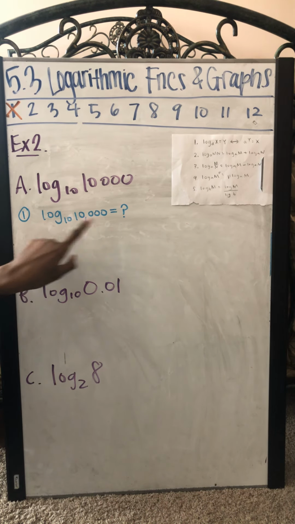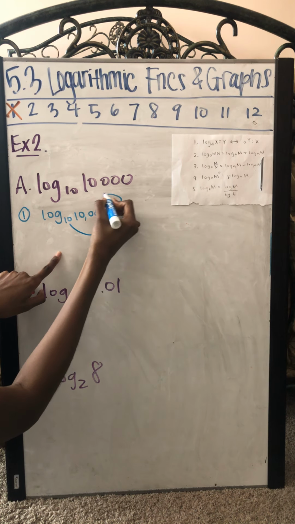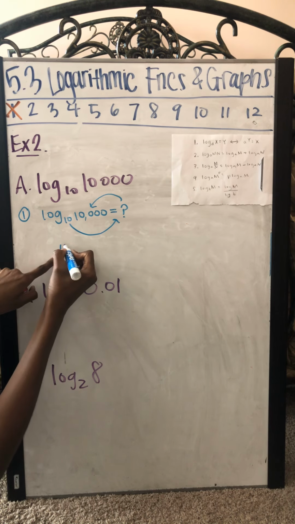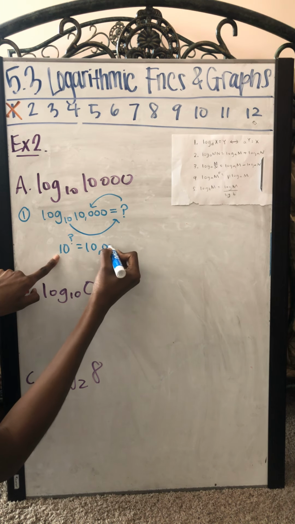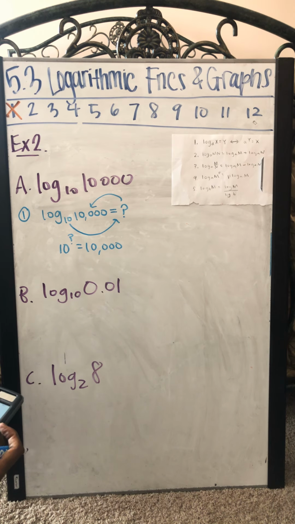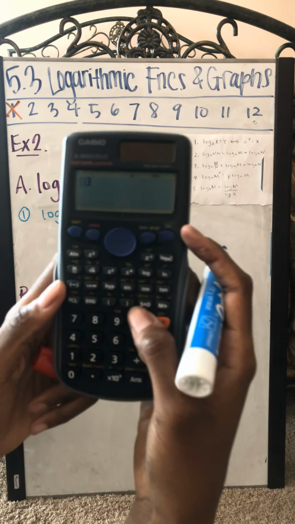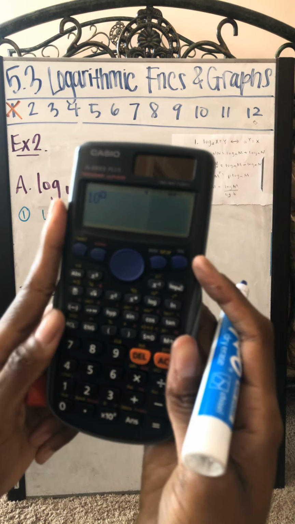So now that I have one log and an equal sign, I can do the cycle. So 10 raised to the question mark is equal to 10,000. 10 raised to what is equal to 10,000? Hopefully you can figure that out on your own. If you can't, you can take your calculator, do your 10, raise it to the power, and just kind of start guessing.